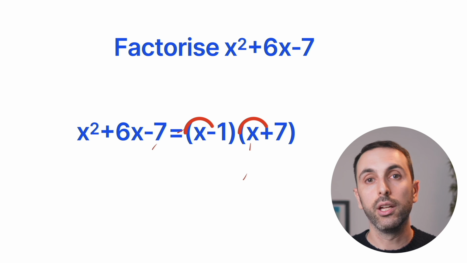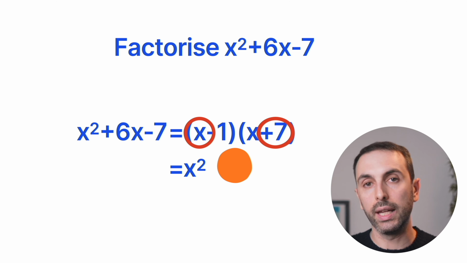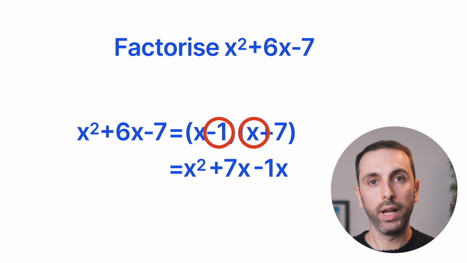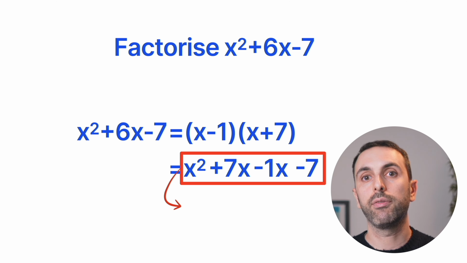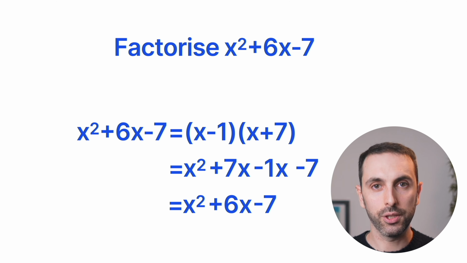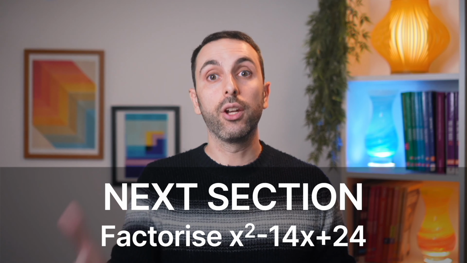When multiplying the first terms, we get x squared. Multiplying the outer terms, we get 7x. Multiplying the inner terms, we get minus 1x. Multiplying the last terms, we get minus 7. Now when simplifying the expression, we get left with x squared plus 6x minus 7, which matches the original expression. In the next section, we'll try another example, but we'll swap which coefficients are negative.